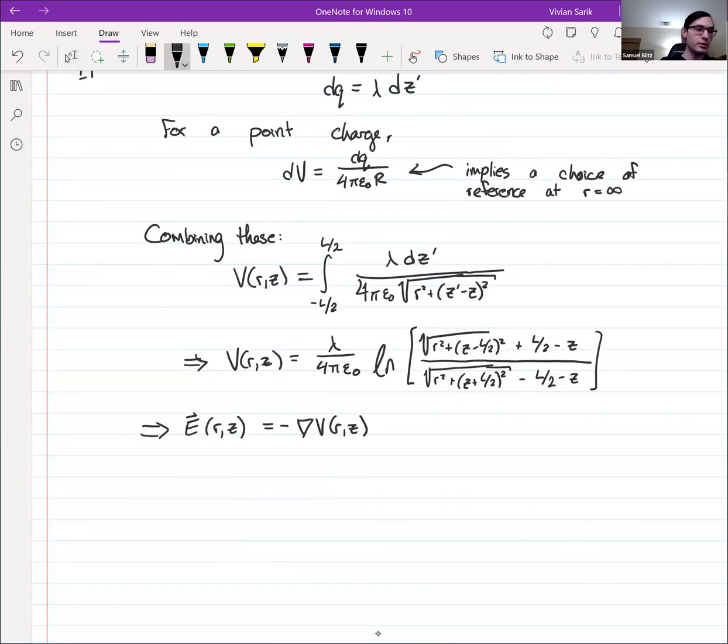And so in this case, the cylindrical coordinates, what were we integrating with respect to for that integral? I mean, it's dz prime. That's why there's a z prime there. Right, so the electric field in cylindrical coordinates is just minus partial of v with respect to r in the r hat direction, minus partial of v with respect to z in the k hat direction. And that's it.